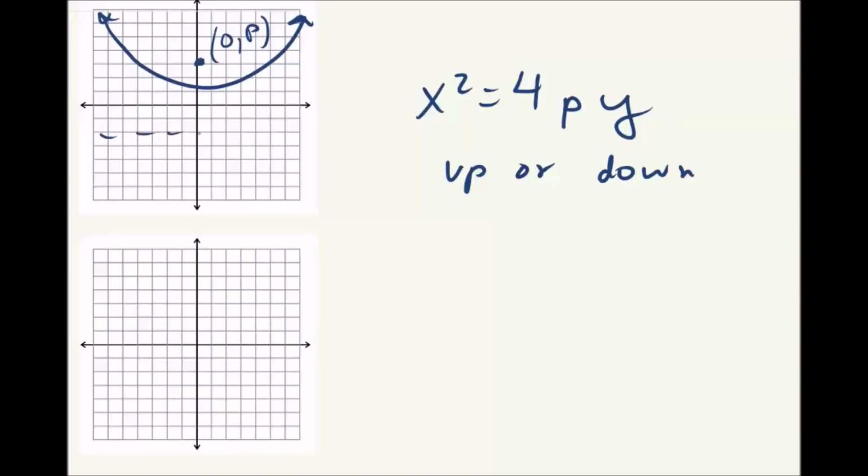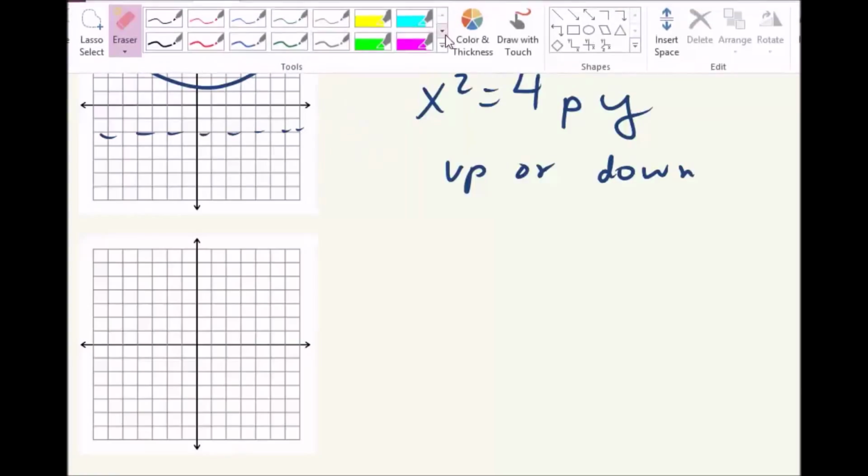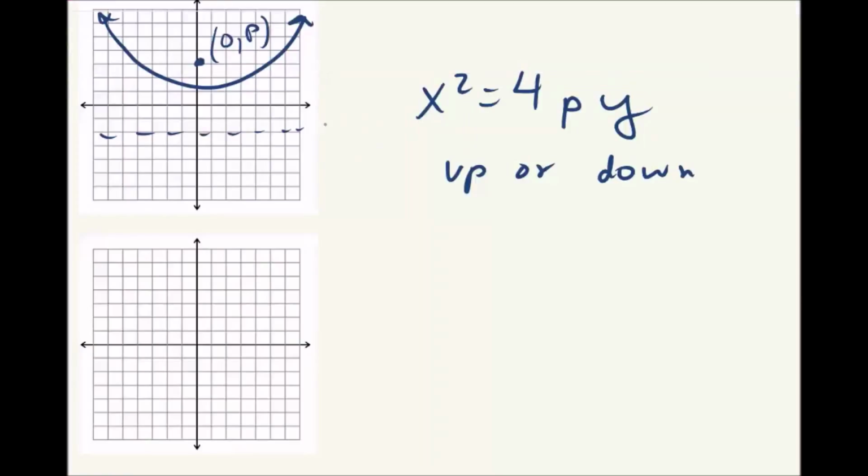And the directrix will be this line y equals negative p. So if you want to find the focus, if you know what p is, it's (0, p). And if you want to find the directrix, if you know what p is, then it's y equals negative p.